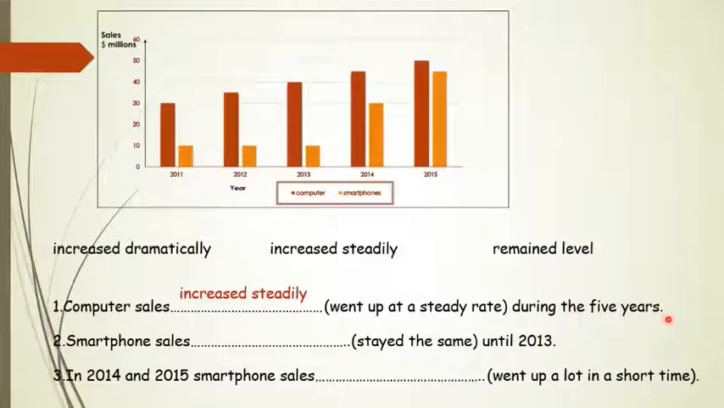Good. Second, smartphone sales stayed the same until 2013. See, 2011, 12, 13, stayed the same. So then you have to use the phrase remained level. Smartphone sales remained level until 2013. Now you are getting a proper understanding about the structures of these sentences.